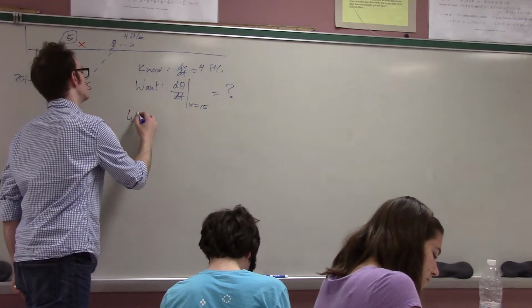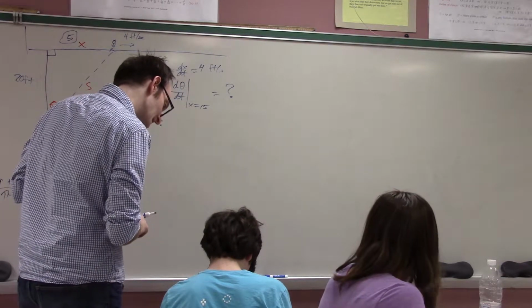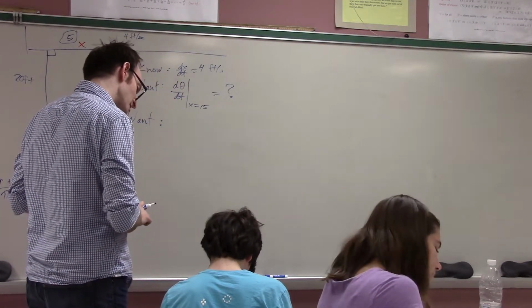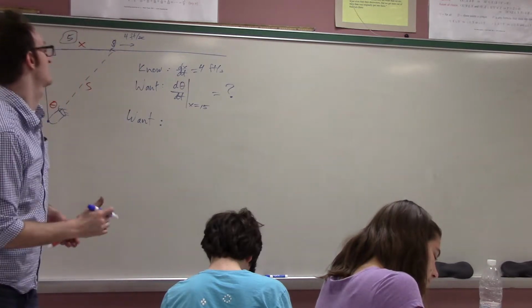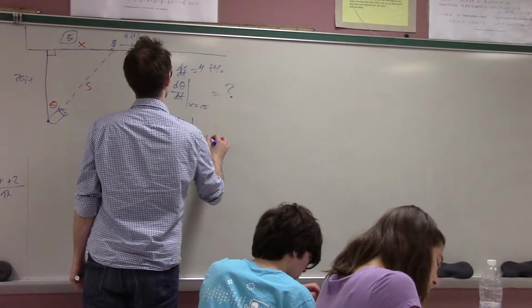And then in part 2 of the question, I want something else. What else do I want? How fast is he moving away from the searchlight at the same moment? So what I also want is ds/dt at x equals 15.